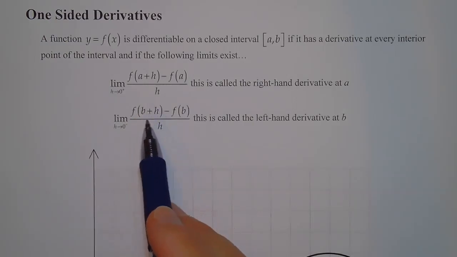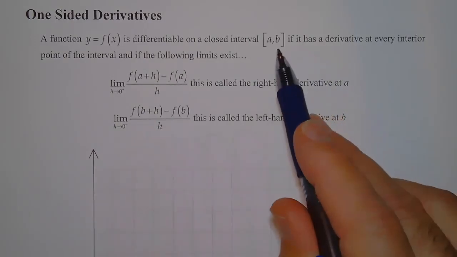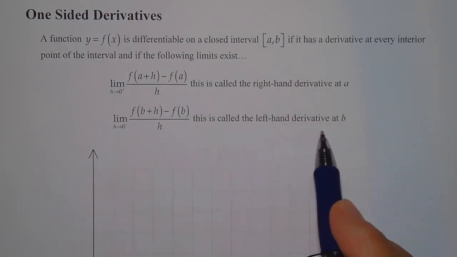So this is going to cause it to go from the left, okay? So we're going to pick a point to the left of b because b is our right endpoint, and we're going to bring that point in, okay? And this is called the left-hand derivative.